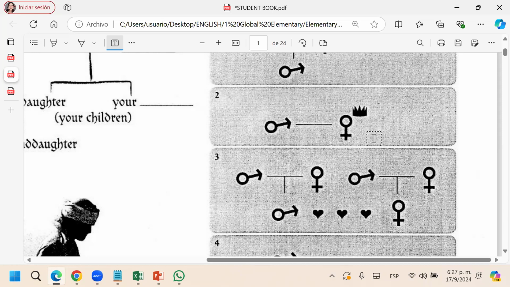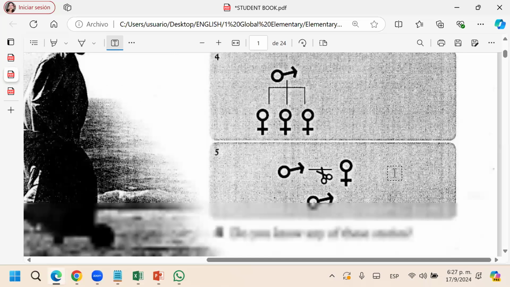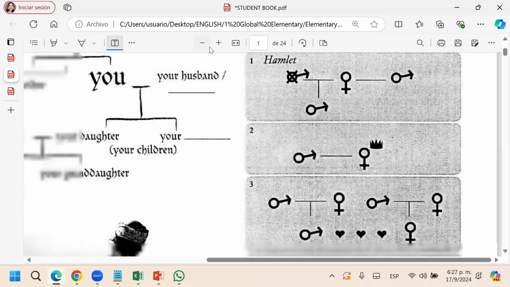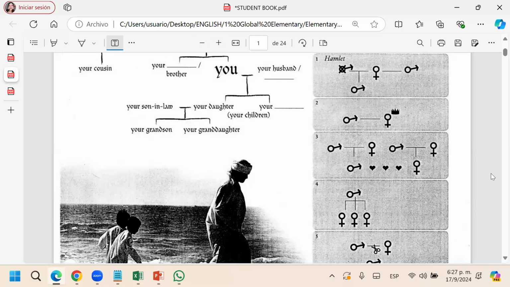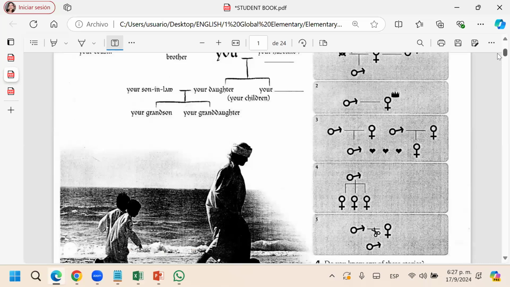Macbeth, Romeo and Juliet, Othello, King Lear, Hamlet. So what do you think? Look at the families. King Lear. I'm going to show you all of them and you tell me what you think. Look, 2, 3, 4, 5. Which one? What do you think?